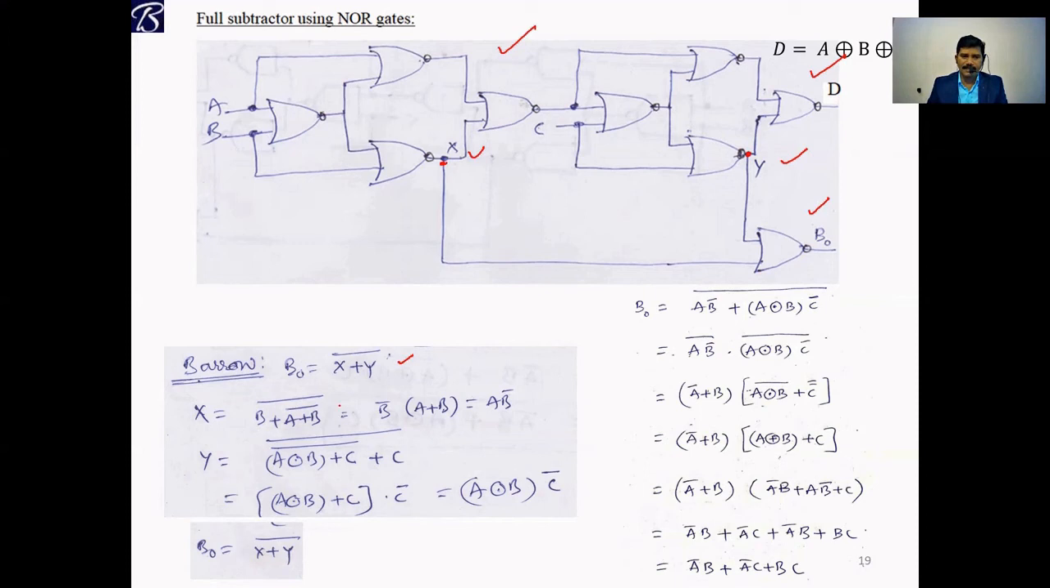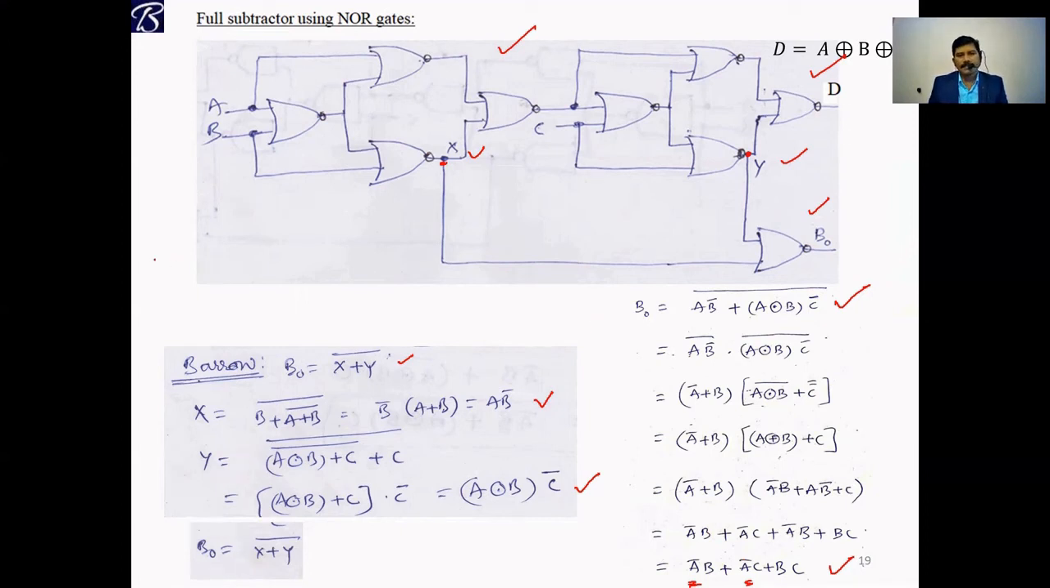What is X actually? X is this point, that is A B bar. Y is what? This point. If you simplify, you'll get A XNOR B into C bar, right? So (X plus Y) whole bar is equal to this one. Directly you can write, going on simplifying, you will get A bar B plus A bar C plus BC. Okay, so what is the difference here? This borrow and sum. Here previously it was AB plus AC plus BC. For this A, there is a bar, that's all. Okay, so please note this down by pausing the video.